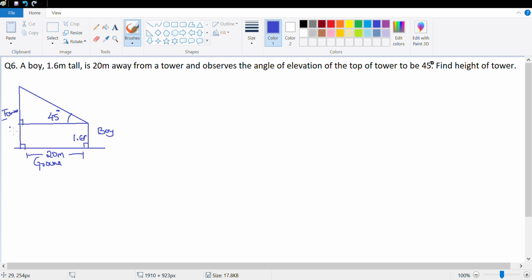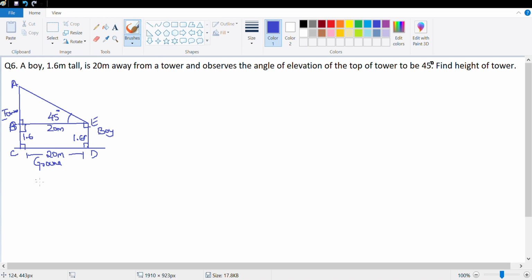So this is A, B, C, D, E. Right? So let the boy be ED and the tower is ABC. Perfect. Now what does it make the figure BCDE? This is 90, this is 90, this is also 90, which means this obviously is 90. So this figure is basically a rectangle. So if ED is 1.6, then BC is also 1.6. Similarly, if CD is 20, then BE is also 20 meter.